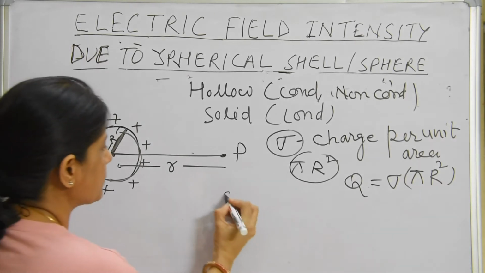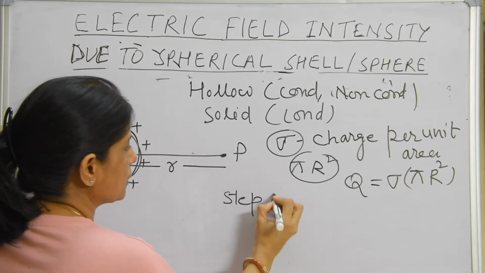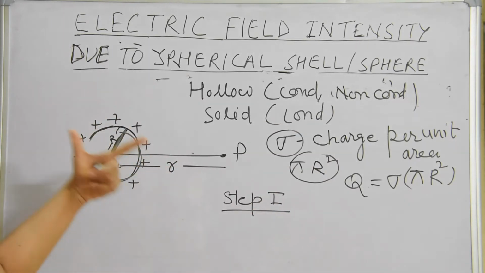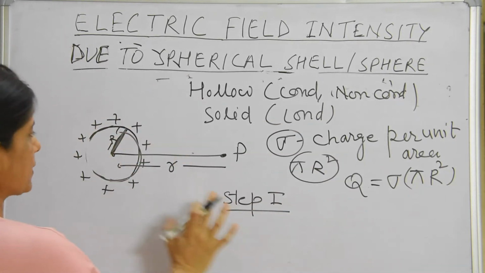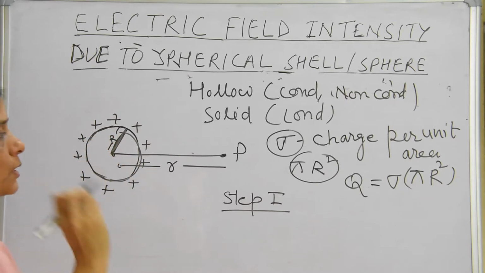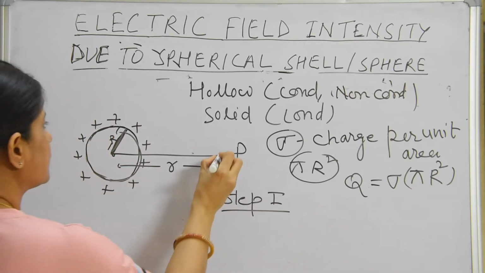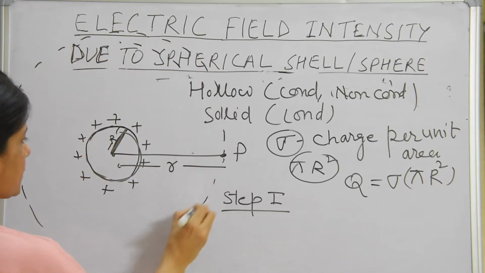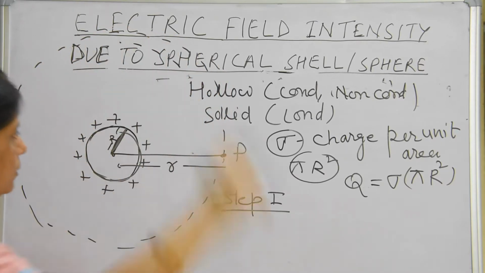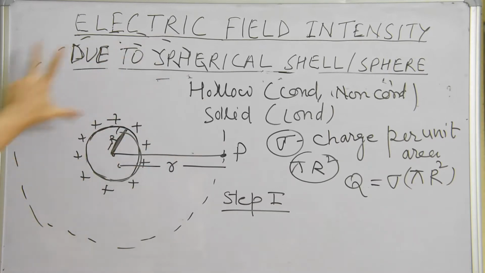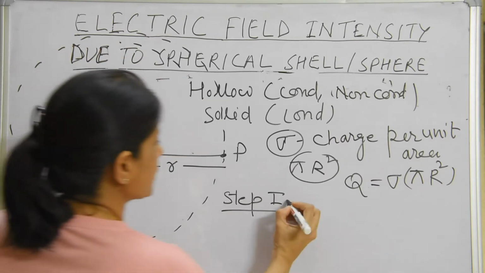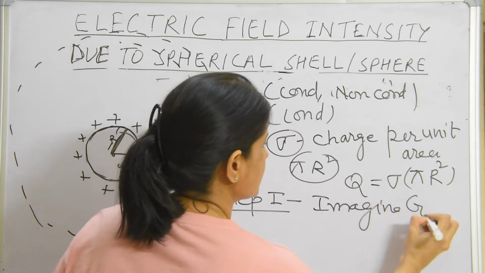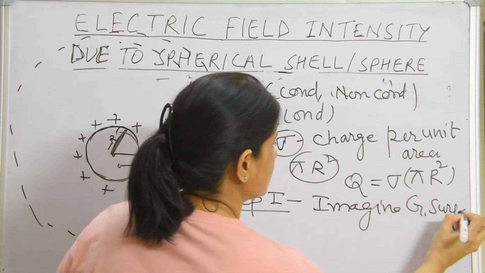Now come to step number 1. Step number 1 of Gauss theorem is you have to imagine a Gaussian surface. Since it is a sphere, we will consider the Gaussian surface to be this sphere. This we have done in the last video also, so many times. This would be the Gaussian surface.